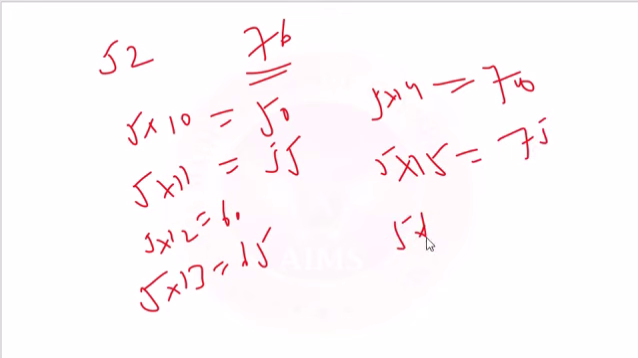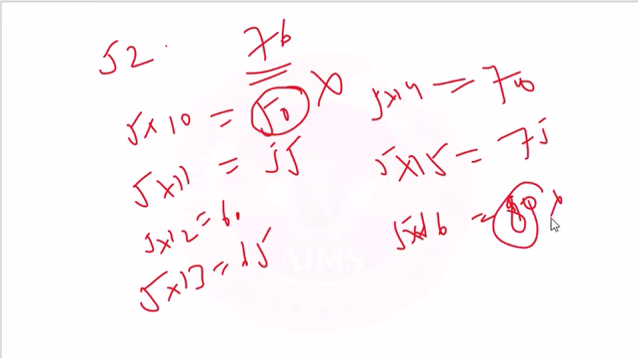So 5 16 times 80. Between 52 and 76, this 50 we have to remove, 80 we have to remove. 55, 60, 65, 70, 75. These 5 multiples are there between 52 and 76. Like that we can count.